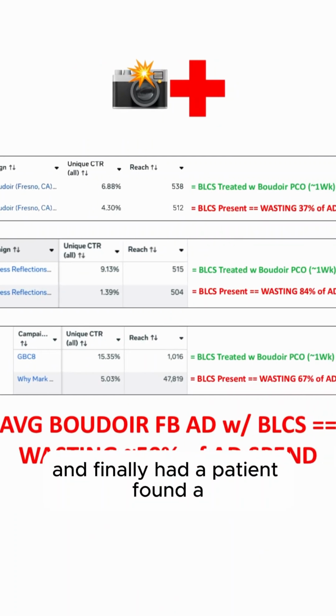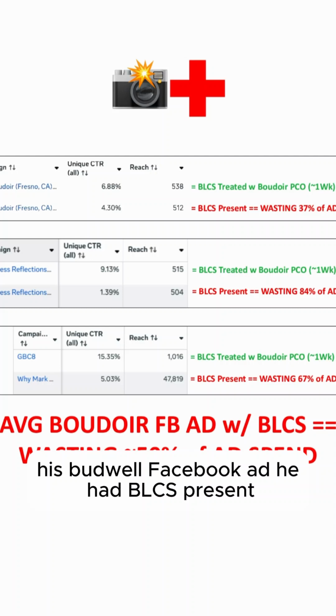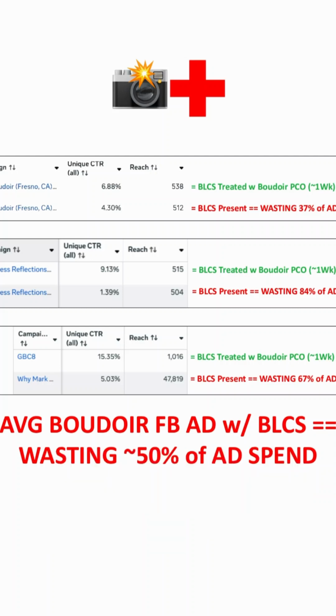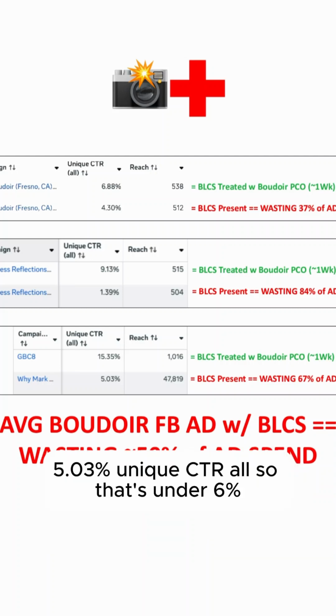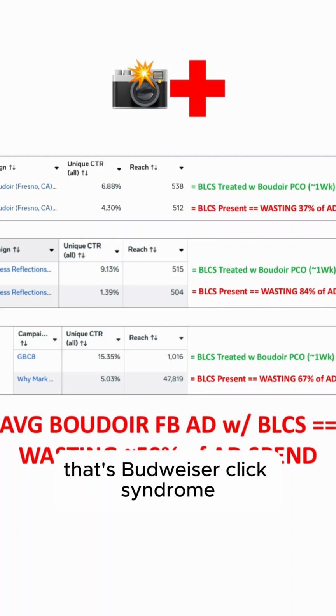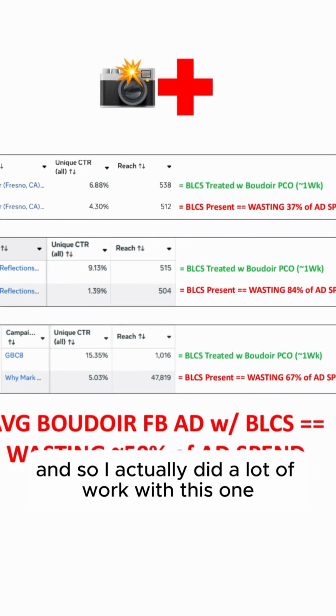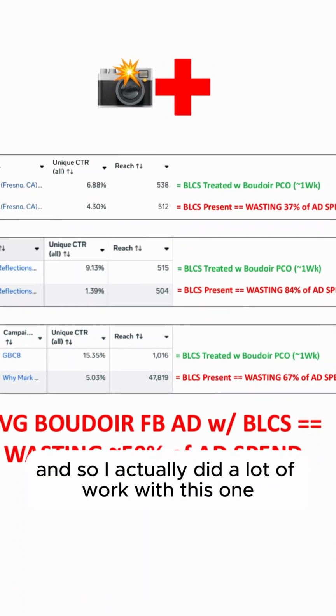And finally, I had a patient, found his Boudoir Facebook ad. He had BLCS present, 5.03% unique CTR all, so that's under 6%. That's Boudoir low click syndrome. And so I actually did a lot of work with this one.